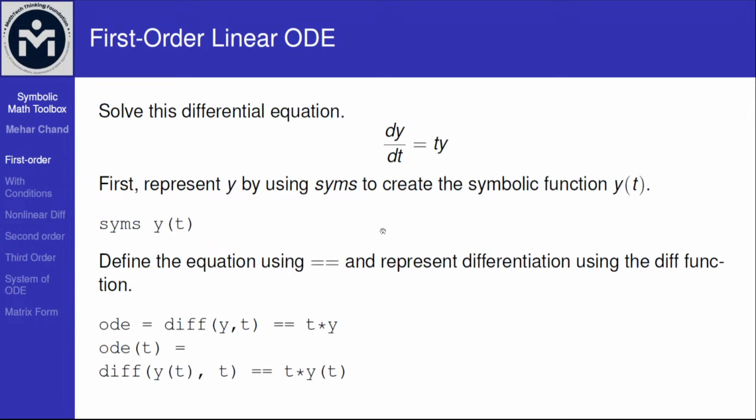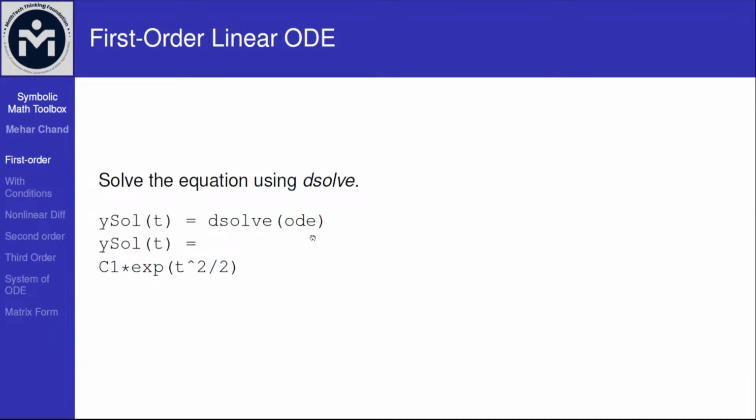So first we are going to create a symbolic function, like syms y(t). This will create a symbolic function which is involved in the differential equation. You can see the double equal sign, which is used with the built-in function diff for differentiation. As you see, y is a function of t, so here we differentiate y to solve the ODE.